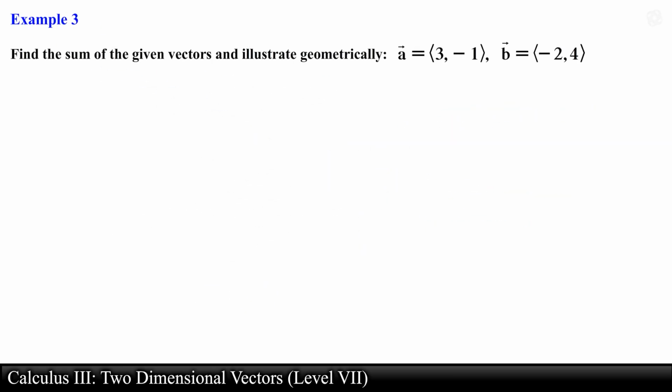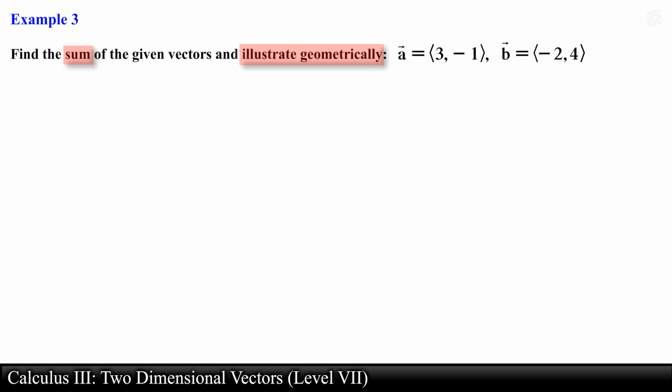Find the sum of the given vectors and illustrate geometrically. Alright, in this example, we are given two distinct vectors, vector A with components 3 and -1, and vector B with components -2 and 4. We are asked to find the sum of these two vectors algebraically, and then we are asked to illustrate the vector operation geometrically.